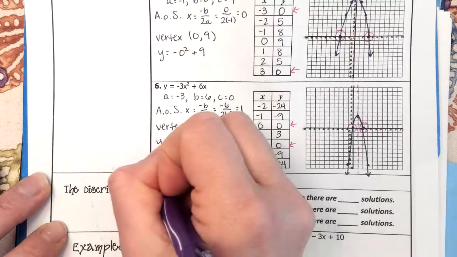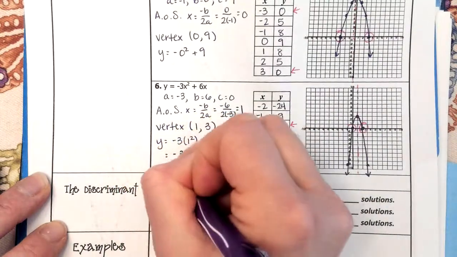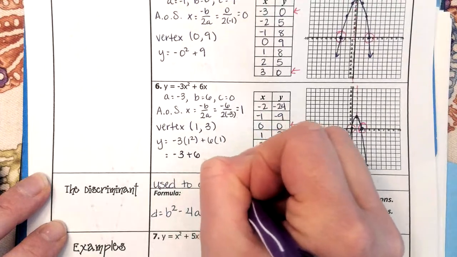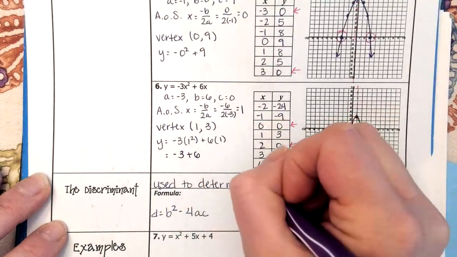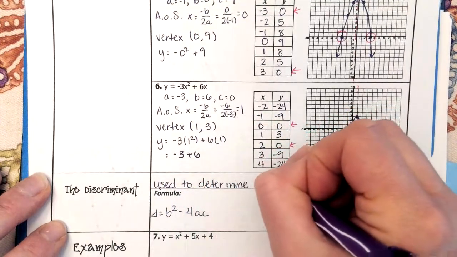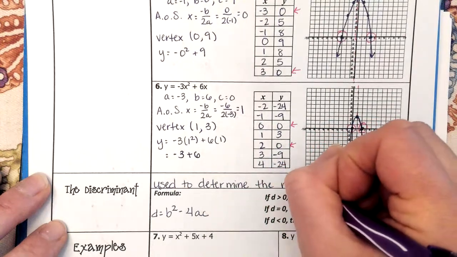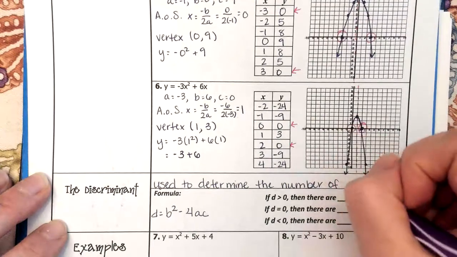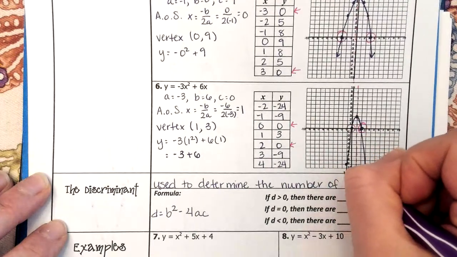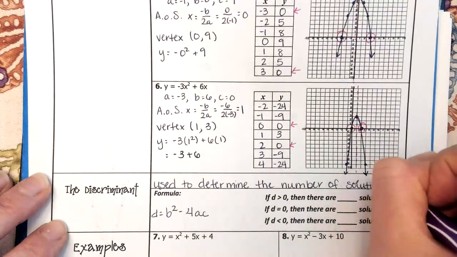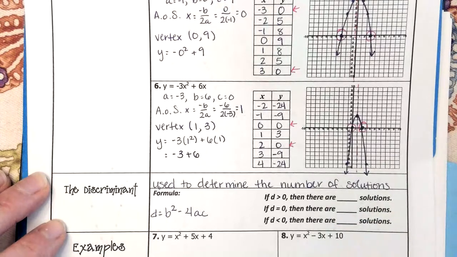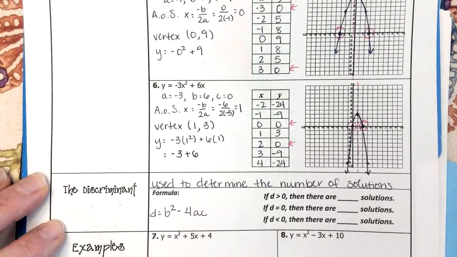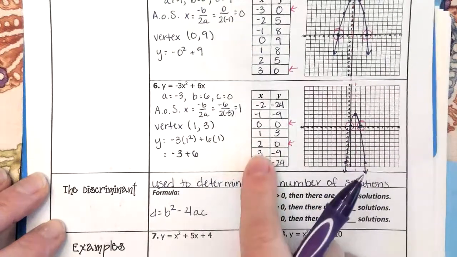It is used to determine the number of solutions. So remember, it doesn't tell you what the solutions are. It just tells you how many. Make sure you read the problems correctly. Read the instructions carefully so you know what they're asking for. Find the solutions means find the actual answers, x equals 0 and 2.